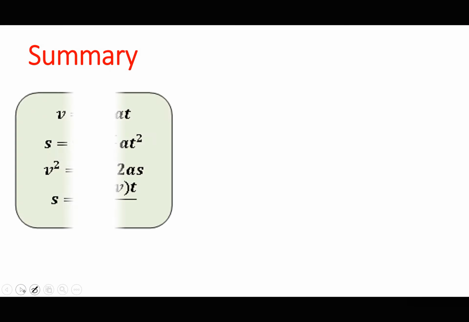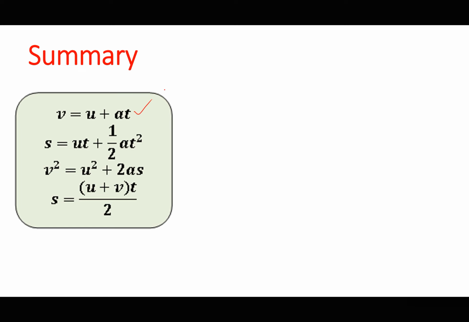In summary, these four equations are going to be called the suvat equations many times. We saw that v equals u plus at, s equals ut plus a half at squared, v squared equals u squared plus 2as, and s equals u plus v over 2 times t. I think in the list of formulae for AS and A-level physics, these two are always quoted. The first one and the last one may not always be quoted, but you should always be able to use them.